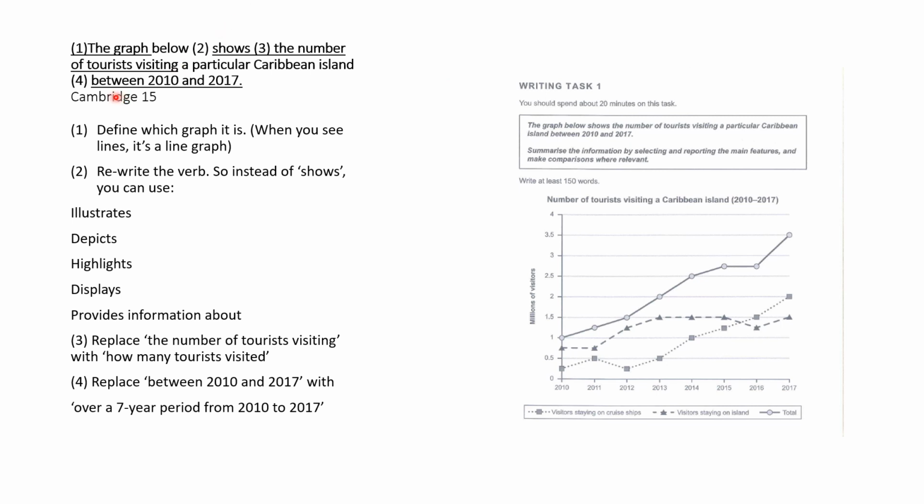And finally, we paraphrase the time period between 2010 and 2017. You can replace it with over a 7-year period from 2010 to 2017. But it doesn't mean that you can paraphrase only this way. There are different ways. You should just enlarge your vocabulary so that you could efficiently paraphrase the task.